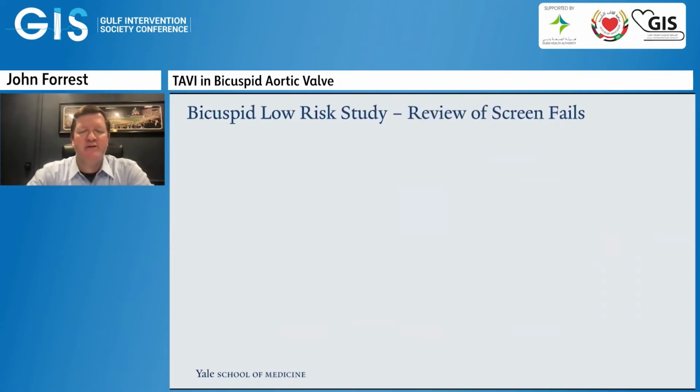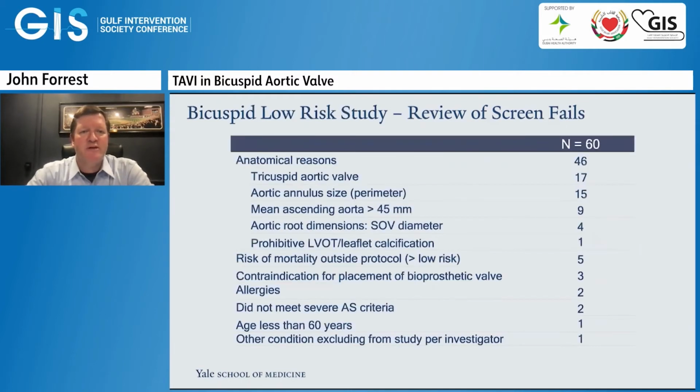I think it's always important to look at the patients in these studies who screened out, who weren't included.